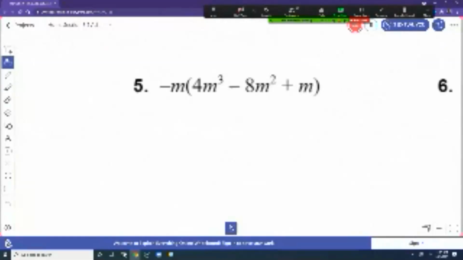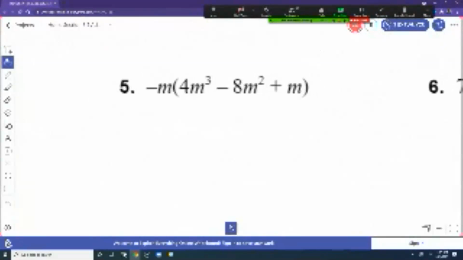And once again, we have negative m parentheses 4m cubed minus 8m squared plus 8 plus m. Does anybody know what we have to do? Distribute the m, that's right. So what's negative m times 4m cubed? Negative 4m times m times m times m. So that's m to the 4th power.